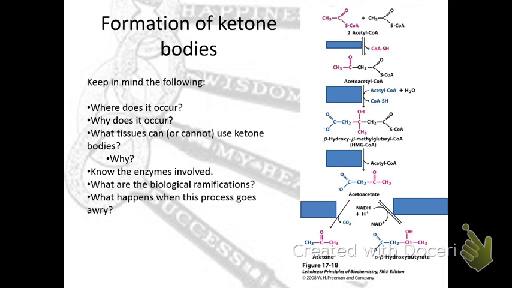So we're going to use what we know now to answer the following questions and to look at this metabolic pathway of the formation of ketone bodies. First off, you need to always keep in mind where it occurs, and with respect to beta oxidation, what tissues, things like that, why it occurs, what tissues can or cannot use the ketone bodies for energy, and why. What enzymes are involved, the biological ramifications, and what happens whenever this process goes awry.